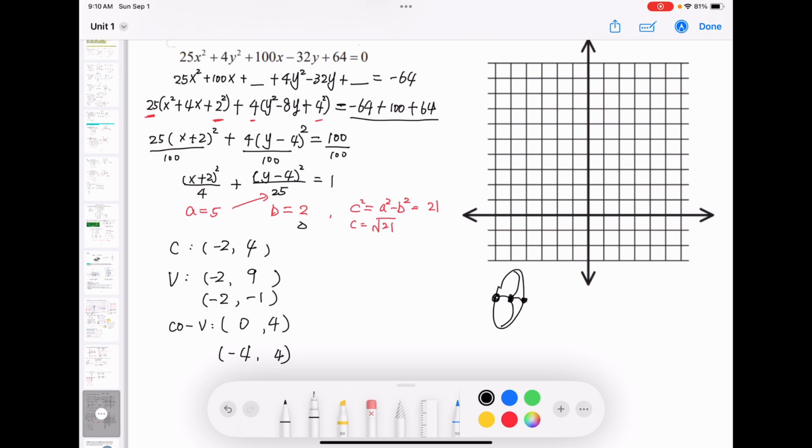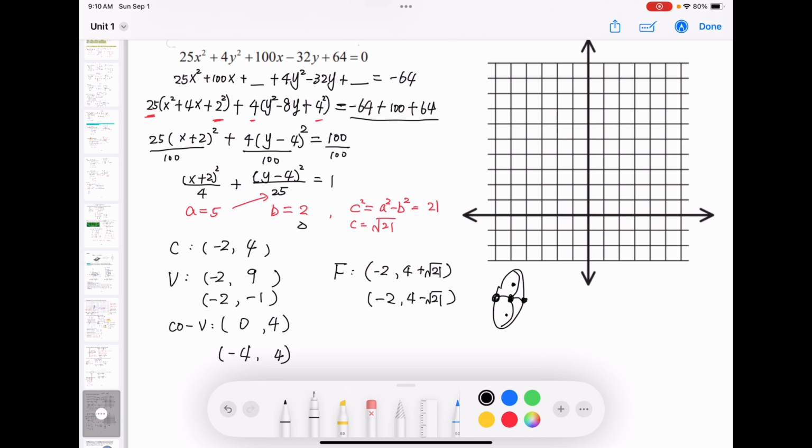And how about the foci? So foci is here and here. Go up c units, go down c units. So they have the same x value, -2, but different y values, like my center. So based on the 4, we can plus c, square root of 21. And based on the 4, we minus square root of 21. So we got all of the information.